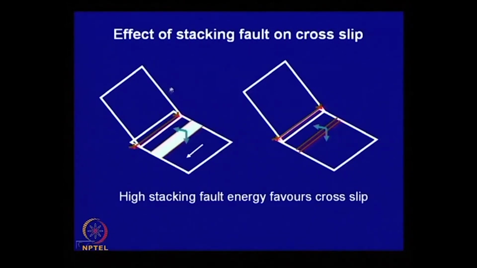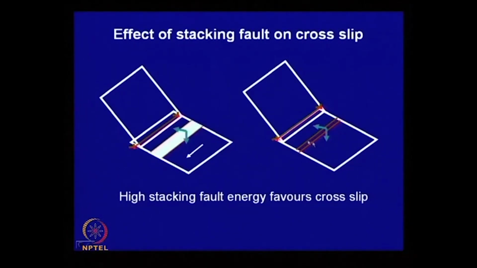So, the effect of stacking fault energy on cross slip is this: if the stacking fault energy is low, the dislocations are separated by a large distance, and you have to do additional work to join the dislocations together. In the other extreme case, if the stacking fault energy is high, the situation is something like this. So, here the work to be done to join the two dislocations will be less.